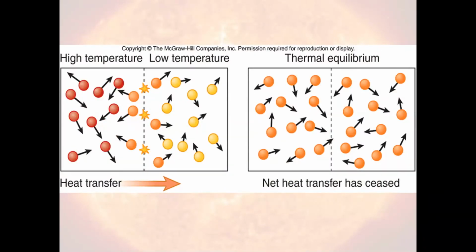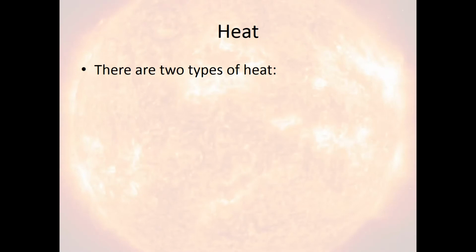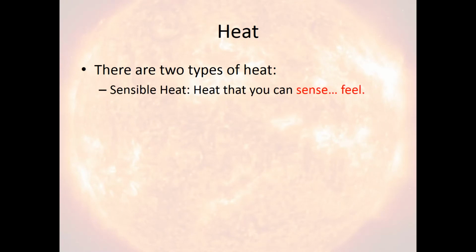So the idea here is that if you have two objects, one that's hot, one that's cold, heat will transfer from the hot object to the cold object until the two have the same temperature. Now, there are two types of heat that we're going to talk about in this course. The two types of heat are called sensible heat. That's heat that you can actually feel, you can sense it. You can feel it transferring from one object to another. You feel it when you put your hand on a colder object.